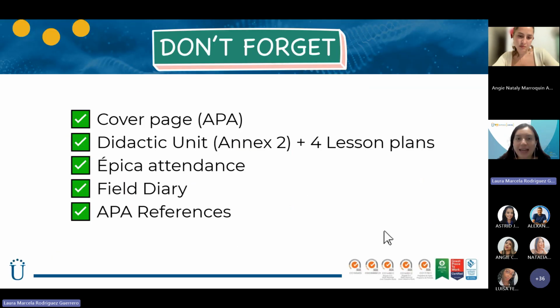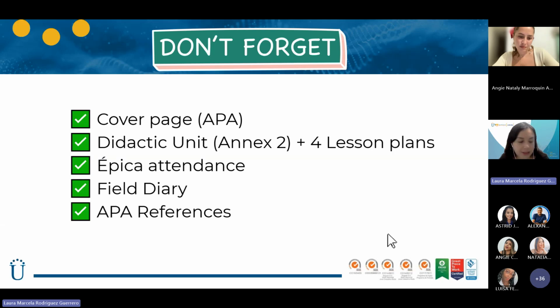Okay, guys, and finally, don't forget that this is what you have to have in your final delivery. So the cover page, the didactic unit, and the 4 lesson plans, at least 4 lesson plans. Epic attendance, so the evidence that you were here with us interacting.